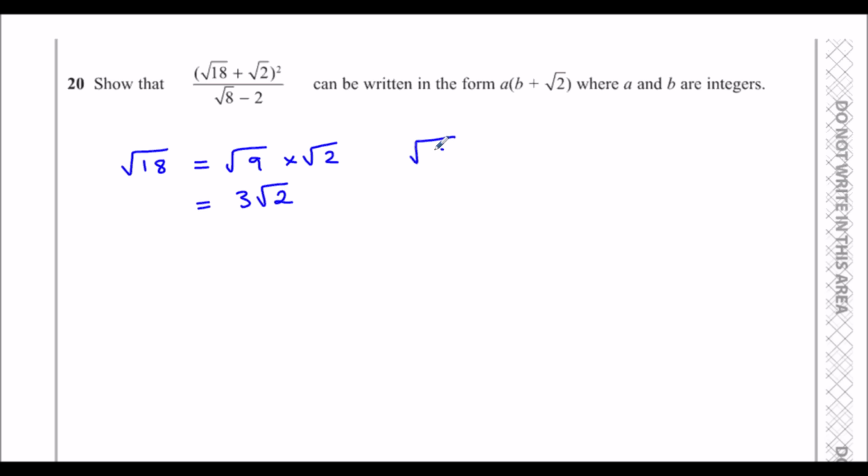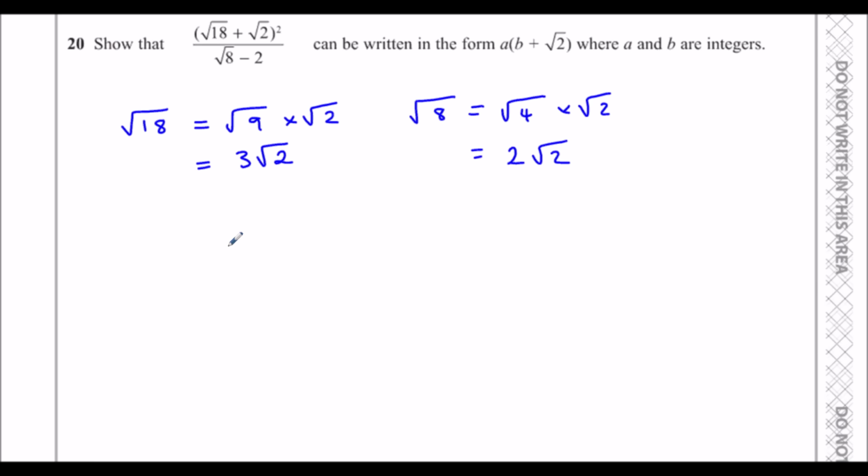And the same for root 8. Root 8 is root 4 times root 2, and root 4 is 2, so it's the same as 2 root 2. So I'm going to change them to start with. So I'm going to have (3 root 2 plus root 2) squared on top, which is (4 root 2) squared, over 2 root 2 minus 2 on the bottom.